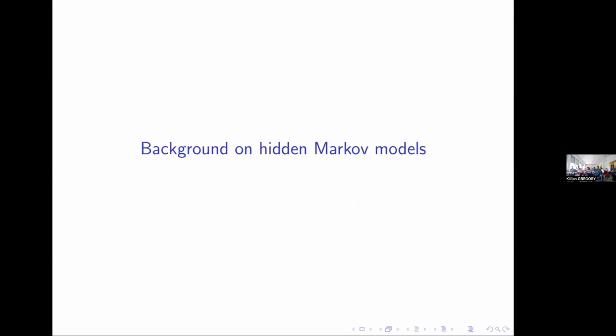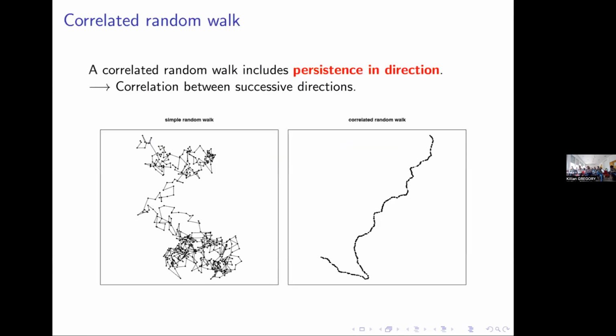So I'll give a little background on these types of hidden Markov models first, and then I'll go over 2 R packages that are designed to make this easier to do. They provide ways of processing your data and then fitting the models and then checking the models. So first, for some background here, one of the most basic movement models there is the correlated random walk.